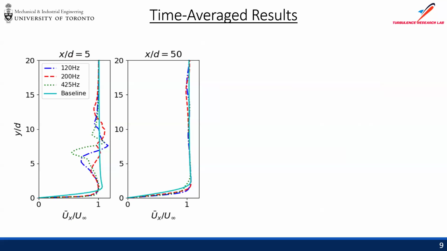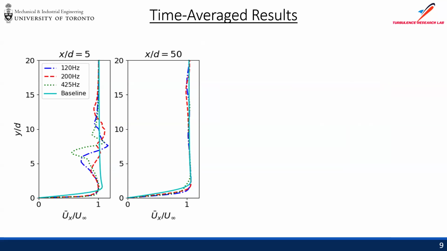So there's some time average boundary layer profile on the left. These are basically plotted on the symmetry plane. The first one is plotted 5 diameters downstream of the jet slot, and the second one is plotted at 50 diameters downstream of the jet slot.